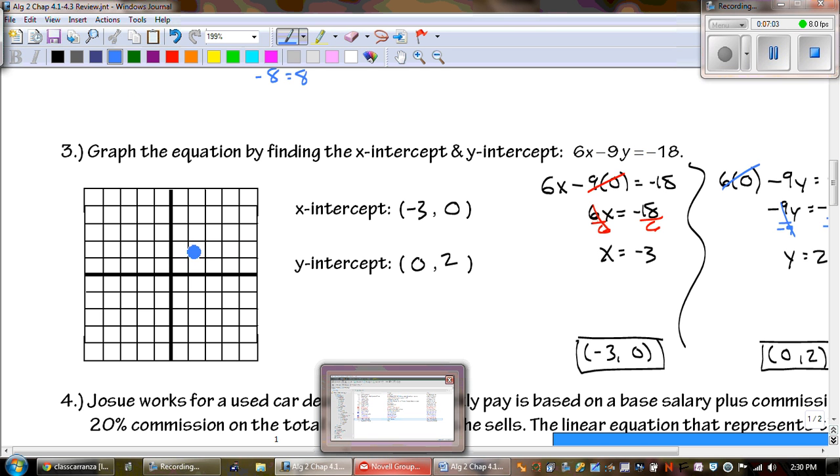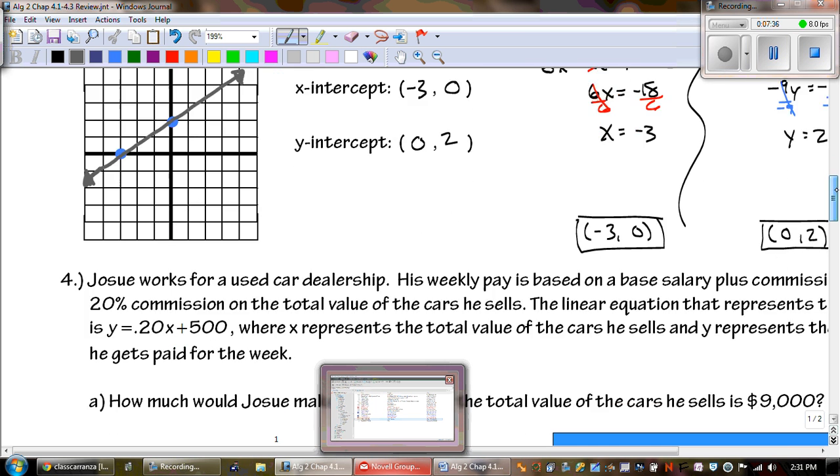So let's go ahead and graph that now. -3, 0, and 0, 2. There we go. And now I'm going to grab my ruler so I can graph. Whoa, that was way off. There we go, that's much better. Make sure our lines are nice and straight. And then we have arrows.